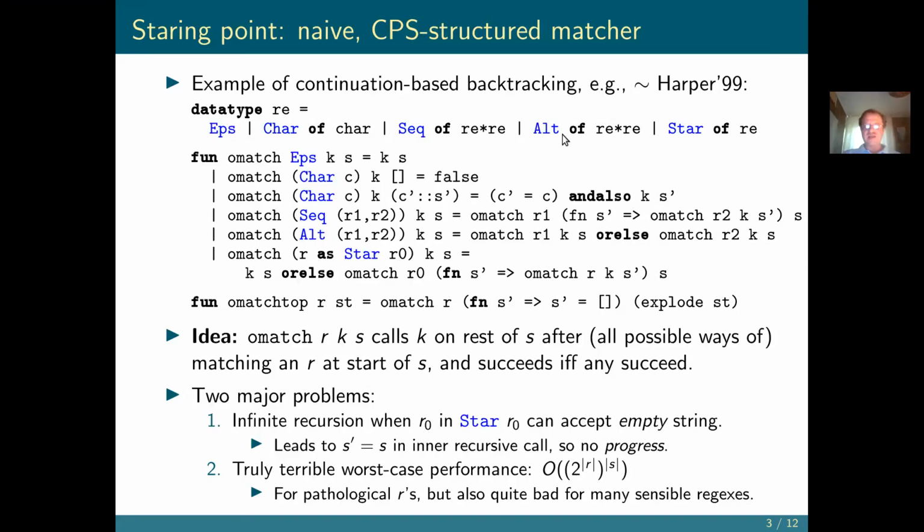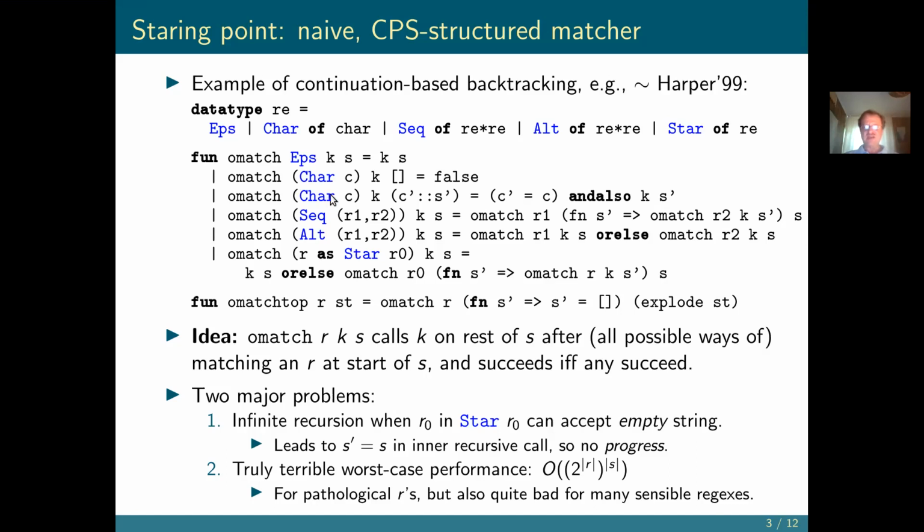Okay, so this is what we start with, a continuation-based backtracking matcher that's essentially the same as the one in Bob's proof-directed debugging article. So the main matching engine takes a regular expression, a continuation, and a string, and then tries to match the regular expression at the beginning of the string, and if it succeeds, it calls the continuation on whatever's left of the string. And if there are multiple ways of doing that, it's enough that only one of them succeeds.